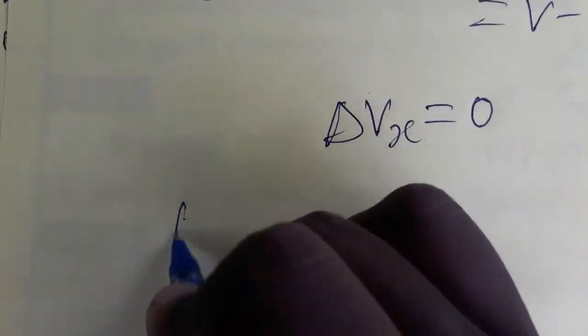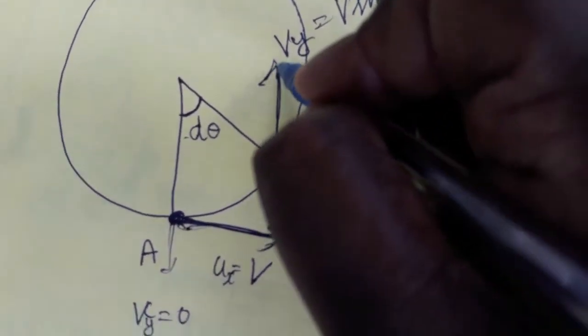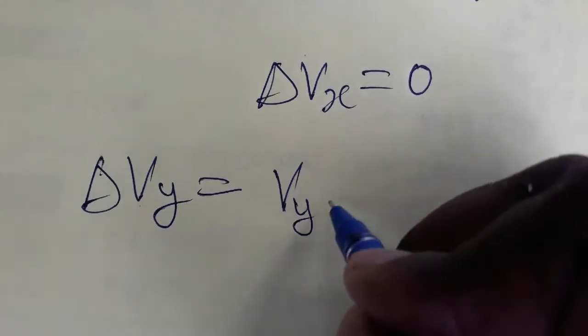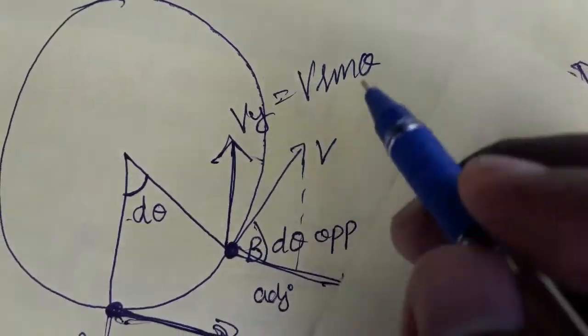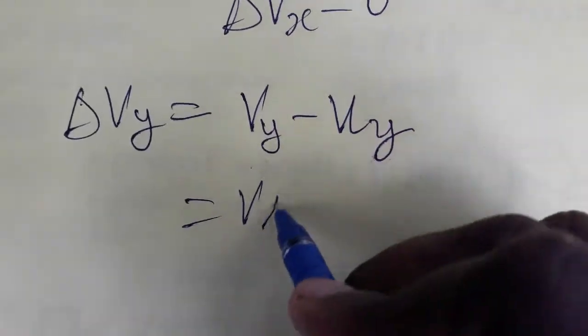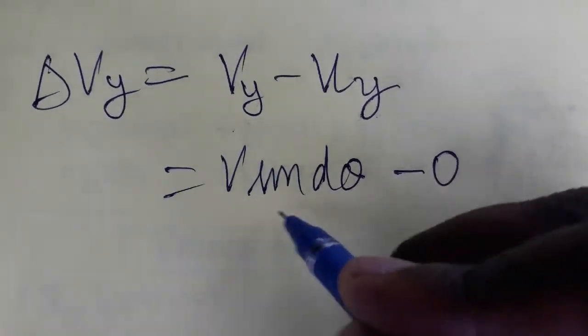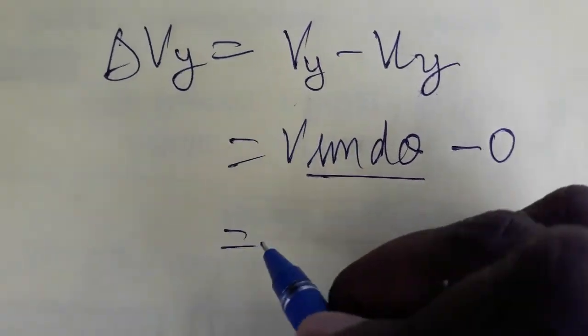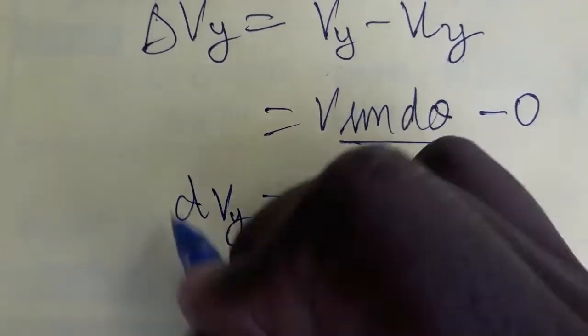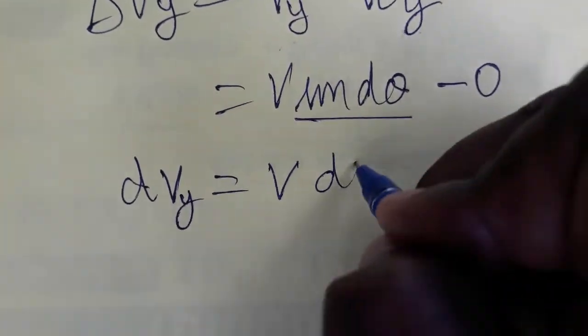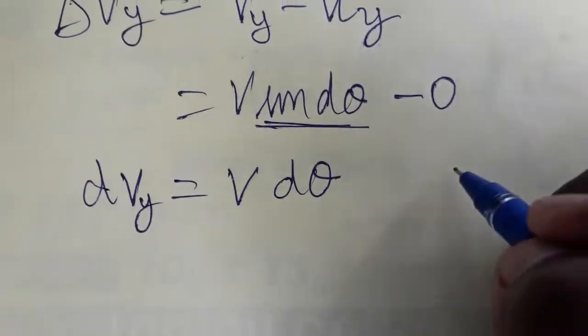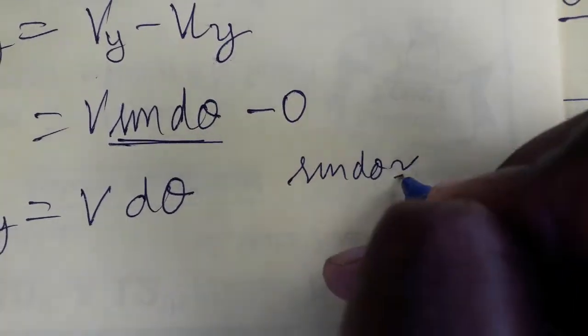Okay, what about the change in velocity of the y axis? The y axis is on this side: the final velocity is v sin theta, and the initial velocity is 0. So the change is the final velocity of the y axis minus the initial velocity of the y axis. As we know, the final velocity of the y axis is v sin d theta, for a very small angle, minus 0. Sin theta is approximately theta, so dvy, the change in velocity along the y axis, is v times d theta.